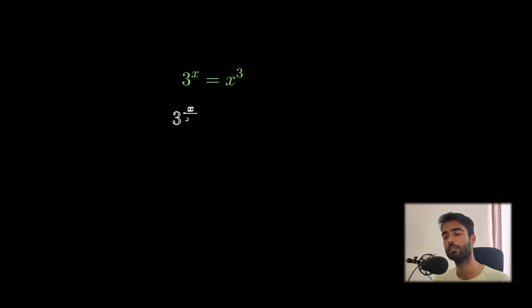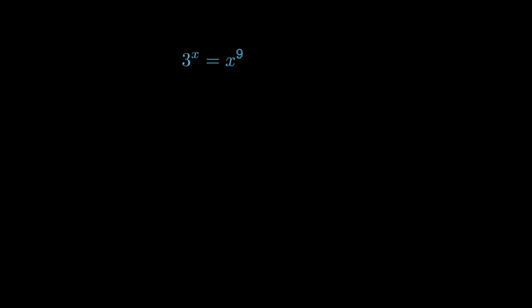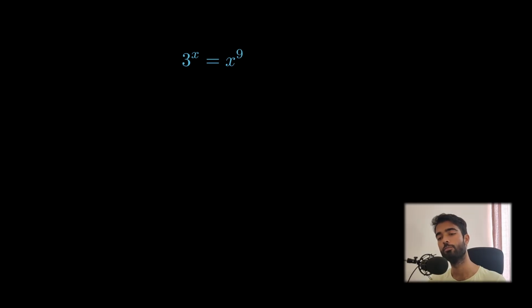So we'll divide the exponent by 3x on both the sides and obtain 3 to the power 1 by 3 equals x to the power 1 by x. And we can easily see that x equals 3 is a solution. Now we'll come to our main problem, that is 3 to the power x equals x to the power 9.